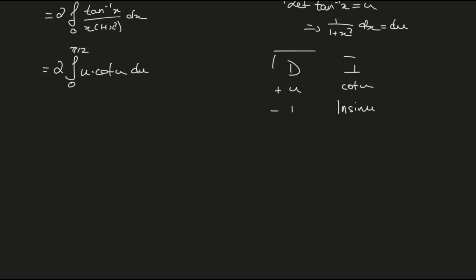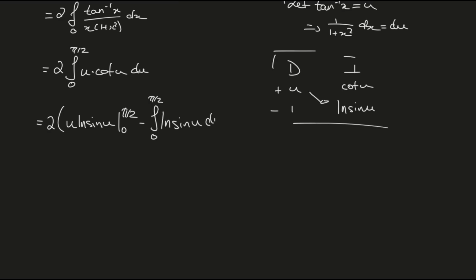Right. So we're going to evaluate this multiplied together, so we have 2 times u log sine u evaluated from 0 to pi by 2, minus the integral from 0 to pi by 2 of these two multiplied together, which is just log sine u du. Again, the evaluation is pretty easy. Both cases it goes to 0. When you evaluate it at pi by 2, you get log sine pi by 2. Sine pi by 2 is just 1, log 1 is 0.